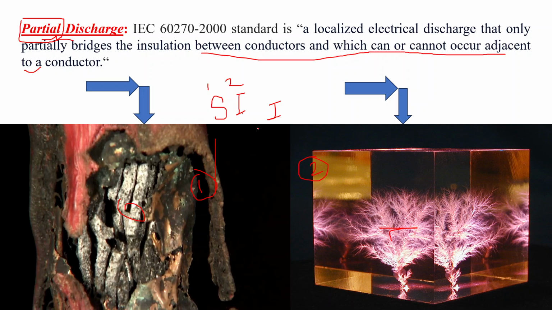So preventing and managing partial discharge is crucial for ensuring the safe and reliable operation of high voltage electrical equipment. Regular inspections, proper maintenance, and timely repair can help mitigate the effects of partial discharge and extend the lifespan of the equipment. So this is the brief introduction about partial discharge, where we have seen the definitions and the types of partial discharge.